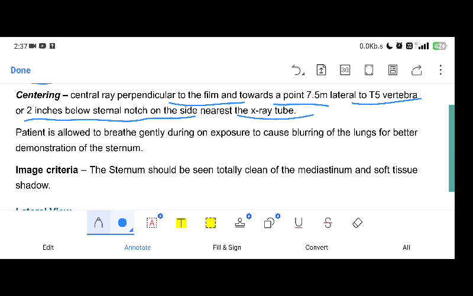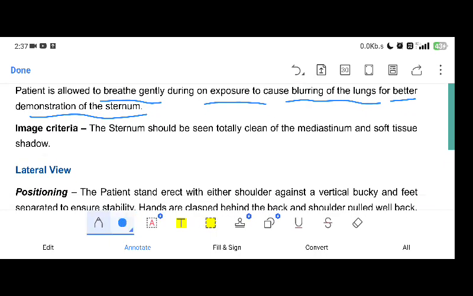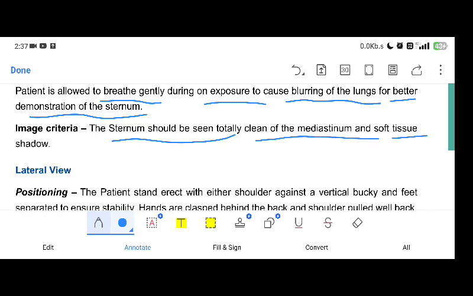The patient is allowed to breathe gently during the exposure to cause blurring of the lungs for better demonstration of the sternum. The centering will be towards a point 7.5 centimeters lateral to the T5 vertebra and 2 inches below the sternal notch on the side near the X-ray tube. The patient is allowed to breathe gently during the exposure to cause blurring of the lungs for better demonstration of the sternum. The image criteria are that the sternum should be seen totally clear of the mediastinum and soft tissue shadow.